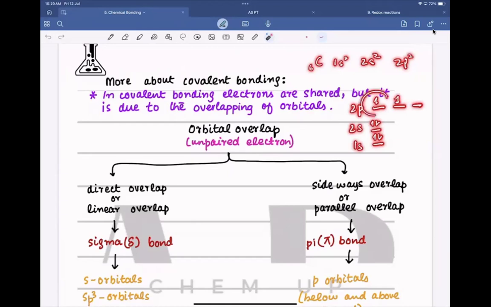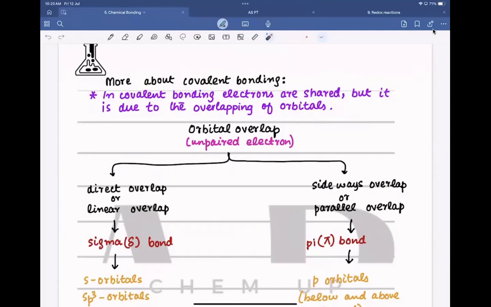Yes, sir. So these unpaired orbitals overlap with the orbital of another atom which has an unpaired electron. So as a result, both the atoms' orbitals having unpaired electrons get overlapped, and as a result, a shared pair of electrons is formed. Is this understandable?